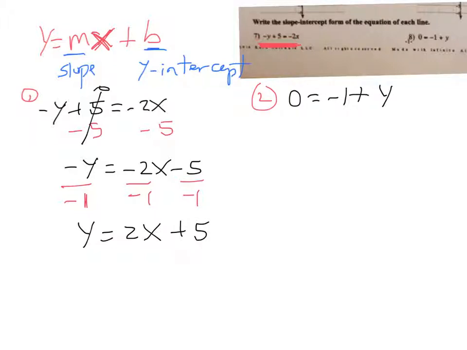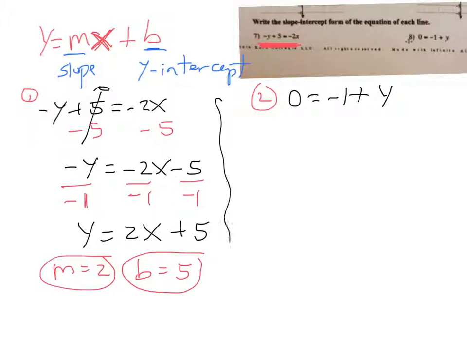Like I said, whatever is with the x is going to be your slope. The number after is your y-intercept. So from here, my slope is 2, and the y-intercept is equal to 5. Okay? And that one is done. Let's make a line over here.